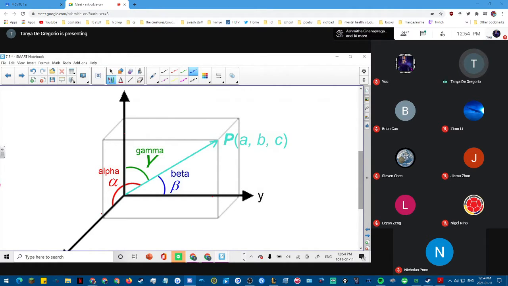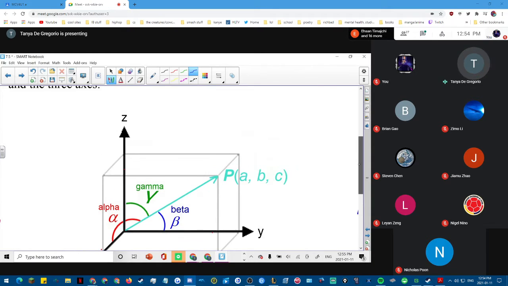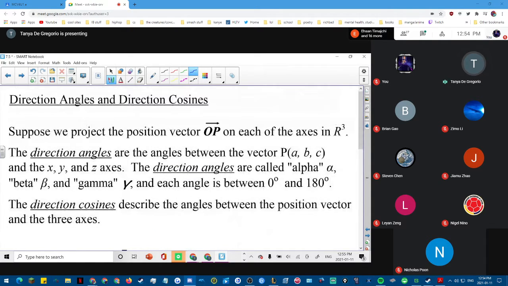And so you have very simple formulas that you're going to use to find that. So the direction angles are the angles between the vector OP and the axes, as I just said. When you're talking about the x-axis, that angle is called alpha. We don't use theta, we use alpha. When we're talking about the angle between that position vector and the y-axis, we use the Greek letter beta as our angle, and we use gamma for the z-axis. And gamma is like this, like that. I don't know why it's going crooked on me.